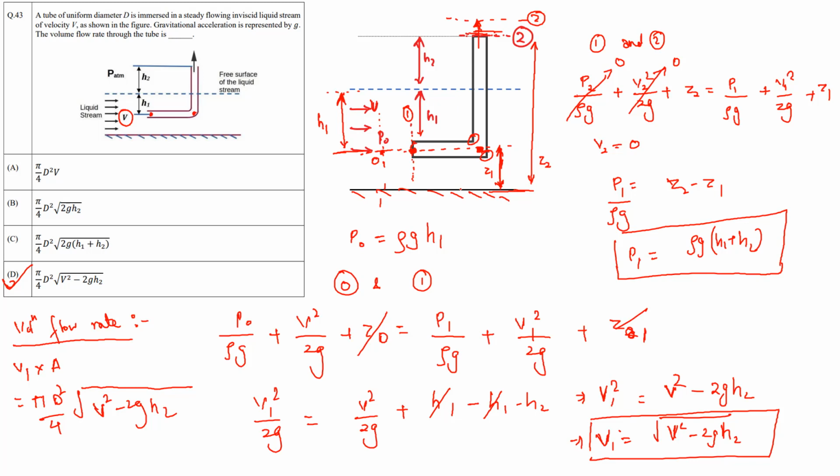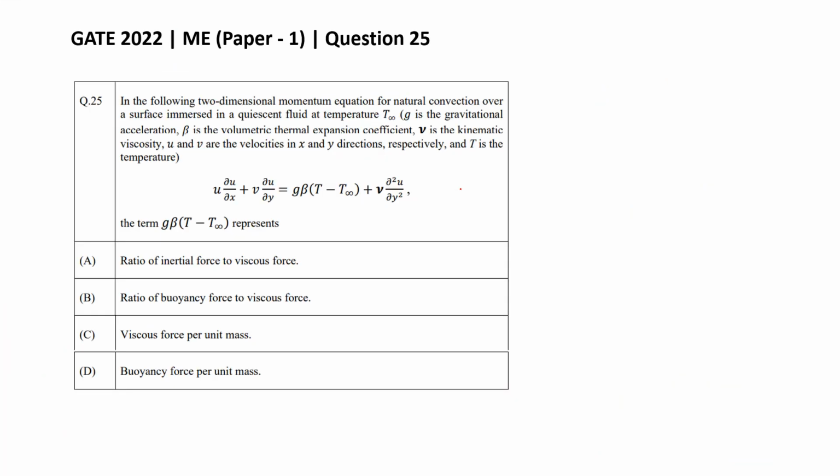Okay, then let's move on to the next question. This is also a recent question from GATE 2022. This is just some theoretical question. It says the two-dimensional momentum equation for natural convection. I guess this is more related to heat transfer than fluid mechanics, but it's good to know this even in the fluid mechanics literature.